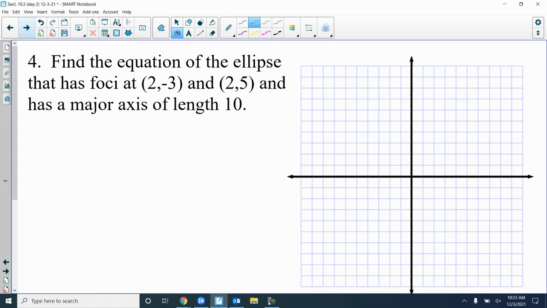And it wants the equation. Find the equation of the ellipse. It has foci (2, -3) and (2, 5), major axis length 10. We're going to give you some different things. You need to be able to put everything together. Just like a 4 and 9 right now. Okay.